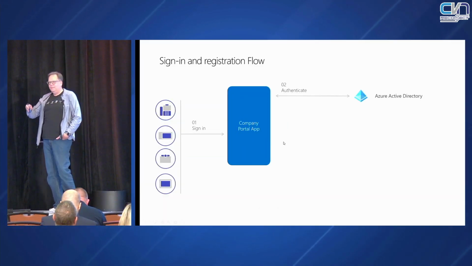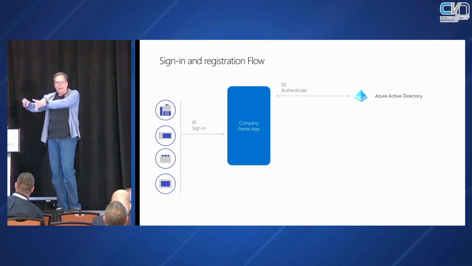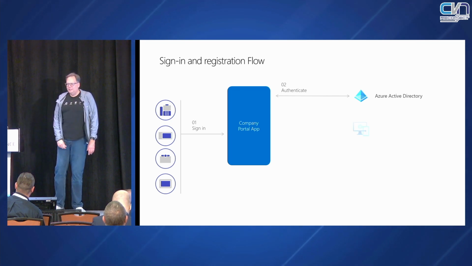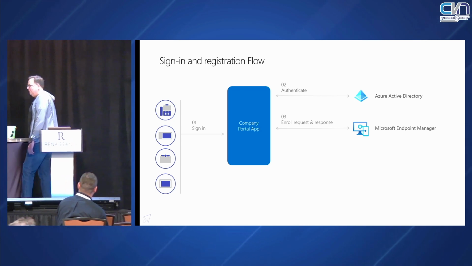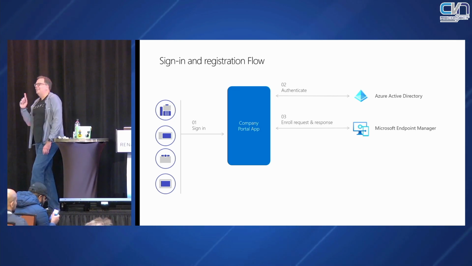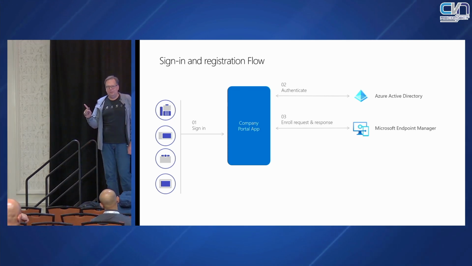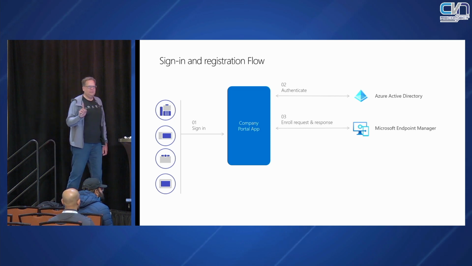So Intune immediately fires up. So when you go on the phone and you punch in your username and password, that goes to the Intune app. The Intune app then goes to Azure Active Directory and validates the username and password. After you've signed in successfully, you are passed over to Intune. Even if you're not licensed for Intune, you're passed over to Intune.